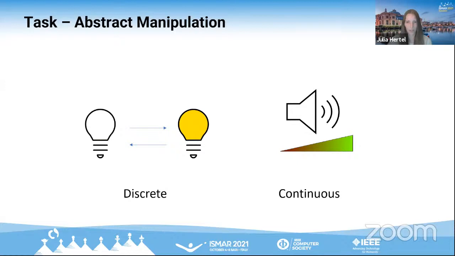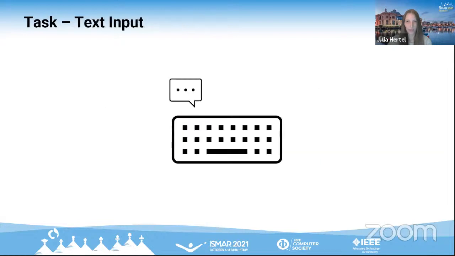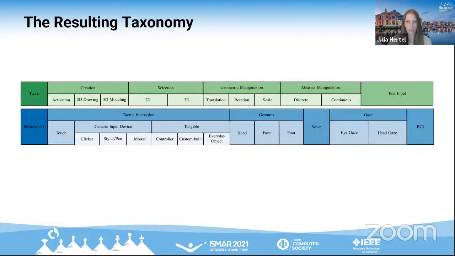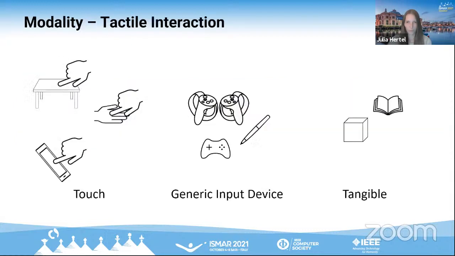Based on the input type, we identified two subcategories: discrete and continuous abstract manipulations. Finally, we included text input as a task, which covers all techniques that enable a user to enter characters, words, or sentences. To perform these tasks, there's a variety of modalities which can be applied. In the following, I will present the modality categories of our taxonomy.